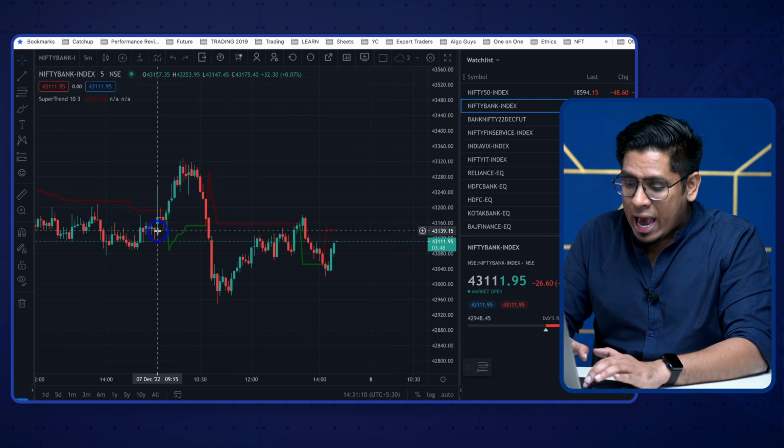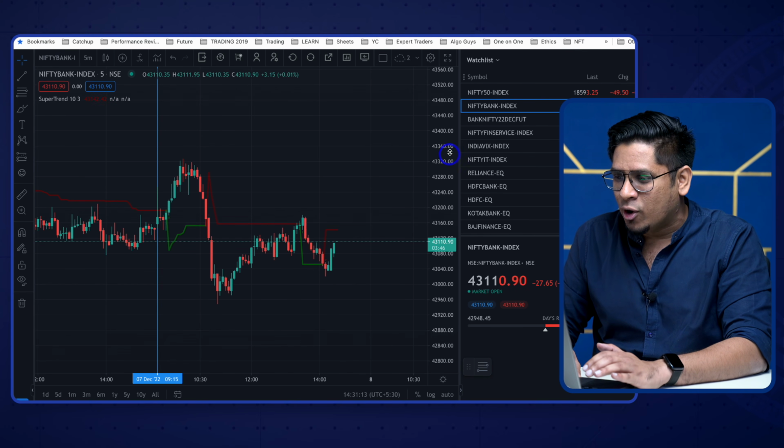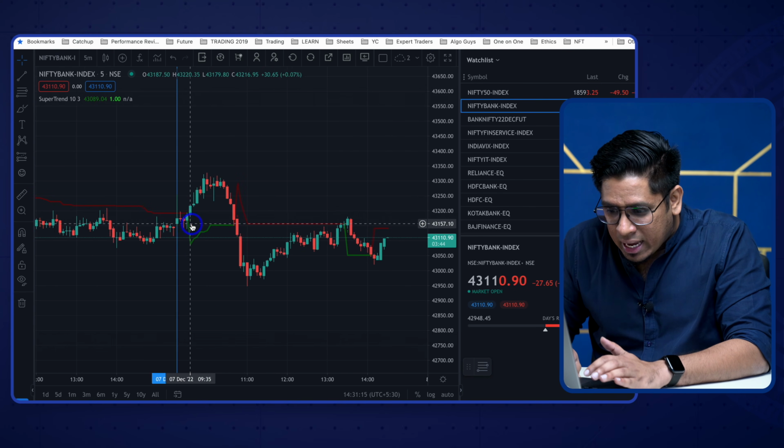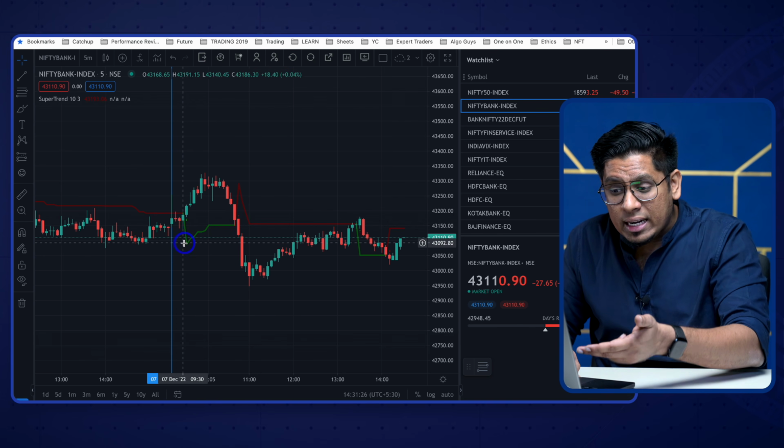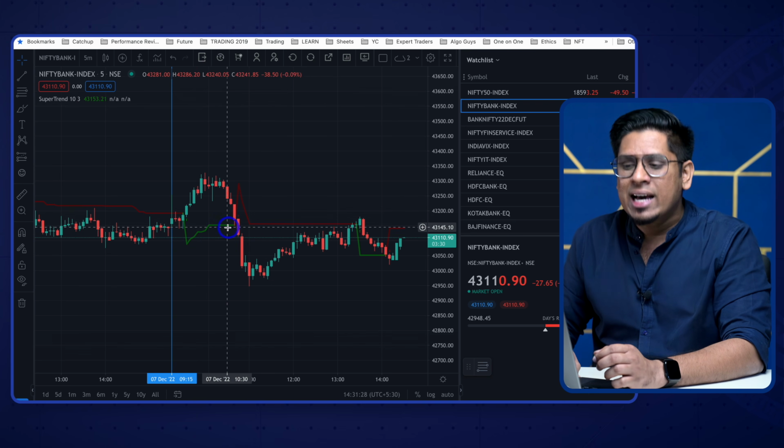Cool, it has come here. I'm just marking the day's beginning here. So as you can see, from this point, Bank Nifty's price is staying above the super trend line, and for that reason you can see that the super trend line is green in color.